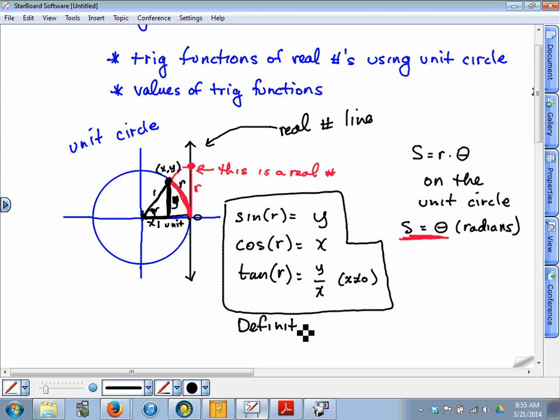These are the definitions of sine, cosine, and tangent on the unit circle. Now we're treating the input r not as angle measures anymore, but as real numbers. But these real numbers can be wrapped around the unit circle to form a radian measure or an arc length.